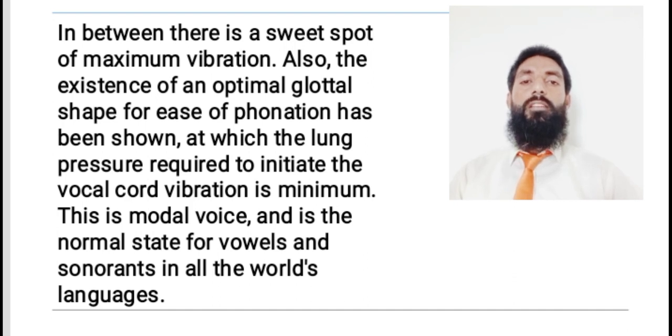In between, there is a sweet spot of maximum vibration. Also, the existence of an optimal glottal shape for ease of phonation has been shown, at which the lung pressure required to initiate the vocal cord vibration is minimum. This is modal voice and is the normal state for vowels and sonorants in all world languages.